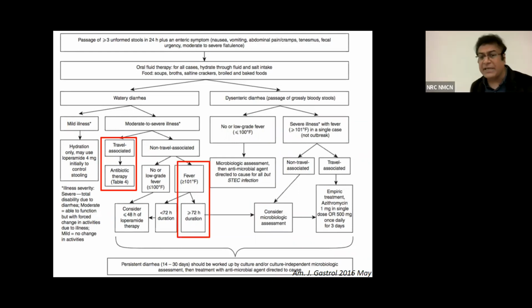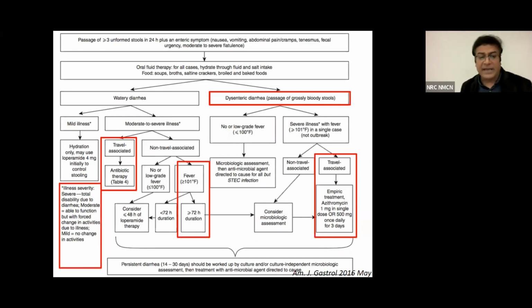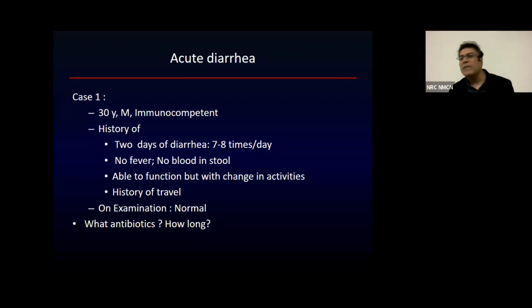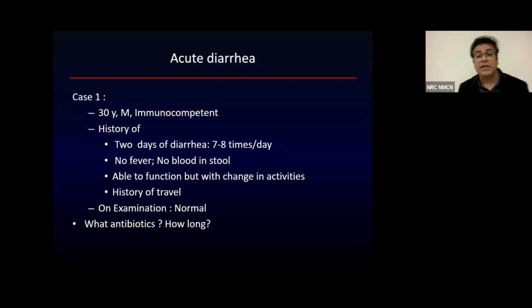If it's dysentery, then you again need to see whether it's travel associated or not travel associated. Once it's travel associated, you are resorting to empirical antibiotics. Usually it's azithromycin. And if it's non-travel associated, you can consider doing a microbiological assessment before you resort to giving antibiotics. Again, as I have highlighted what mild, moderate, and severe disease is. So coming back to this, after having understood this very, very important chart.